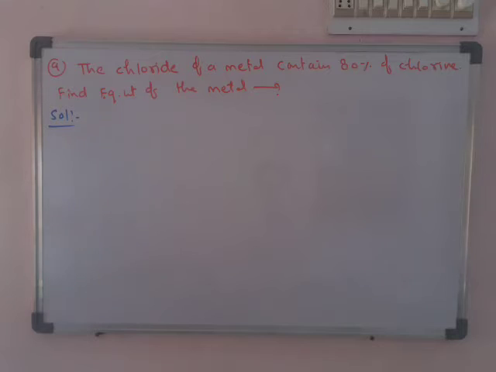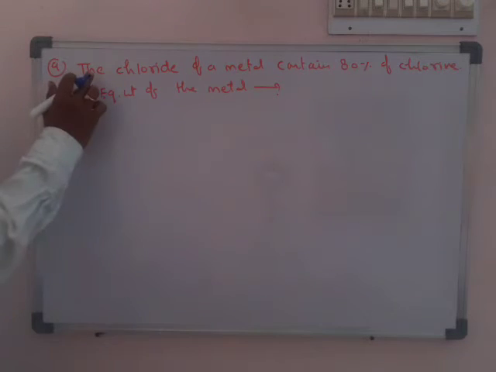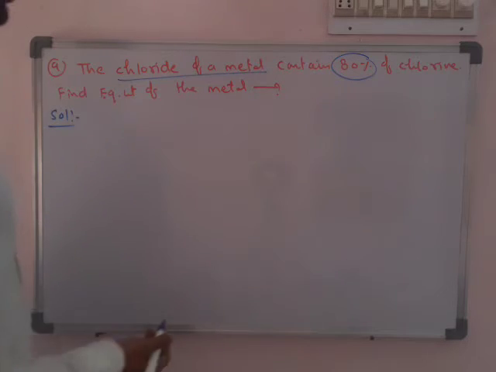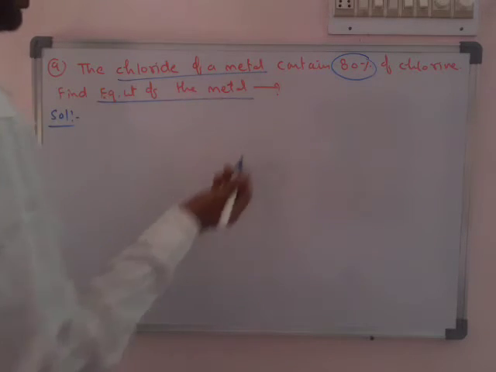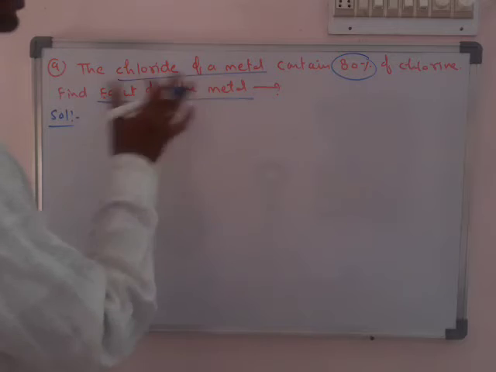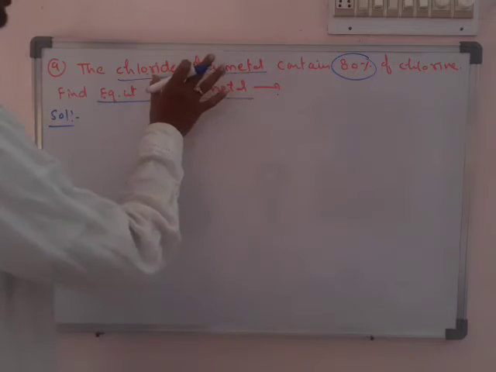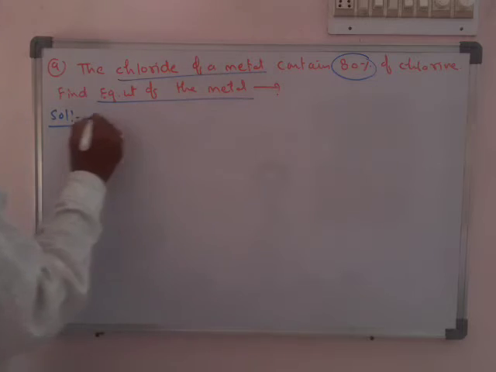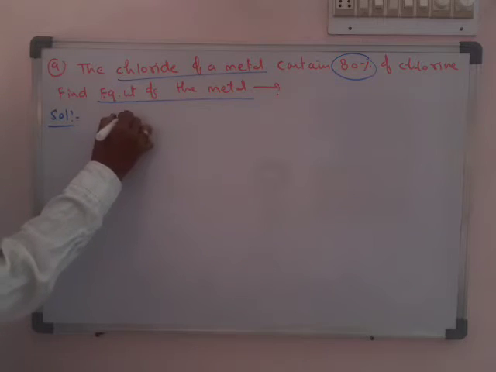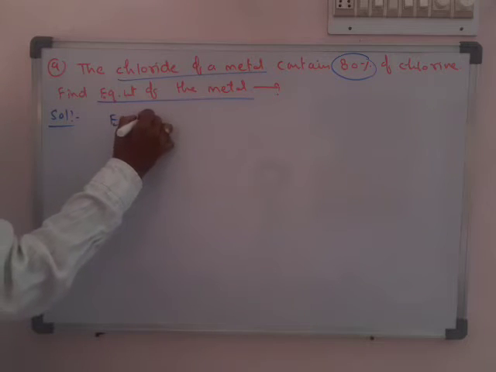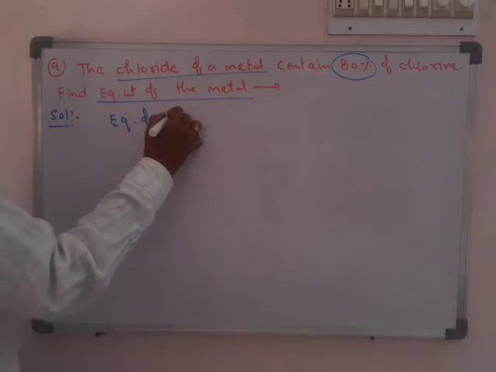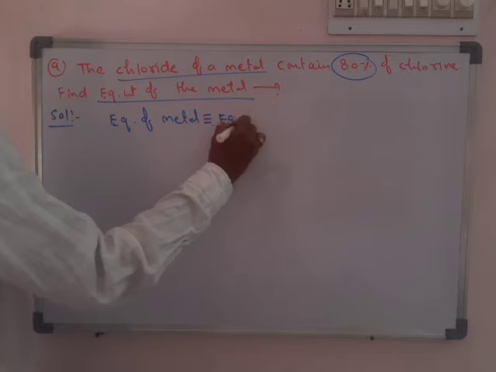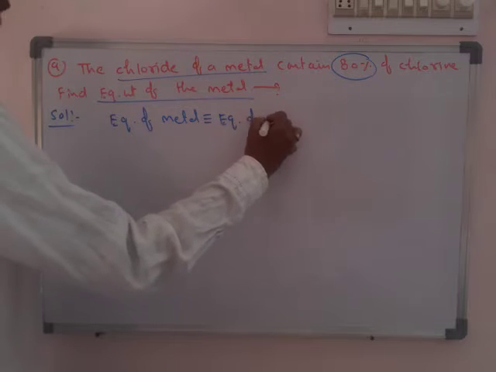See the ninth problem in the worksheet. The chloride of a metal has 80% chlorine. Find the equivalent weight of the metal. The metal formed a metal chloride, which means the metal reacted with chlorine, forming a compound. So we can write the common formula that equivalents of metal are exactly equal to equivalents of chlorine.